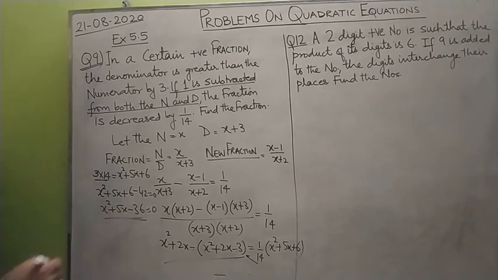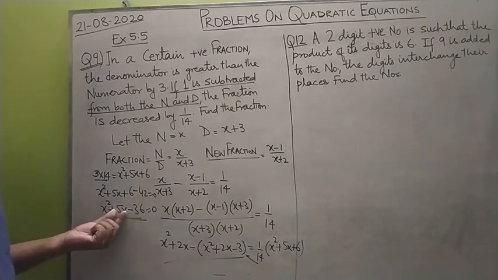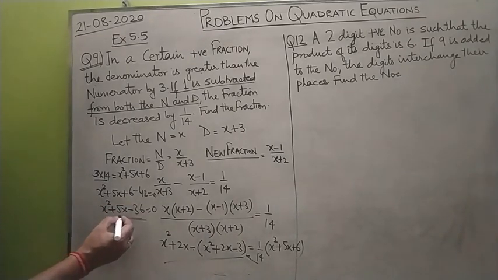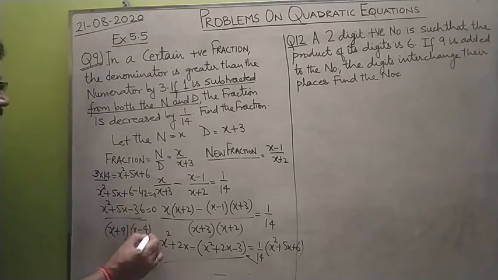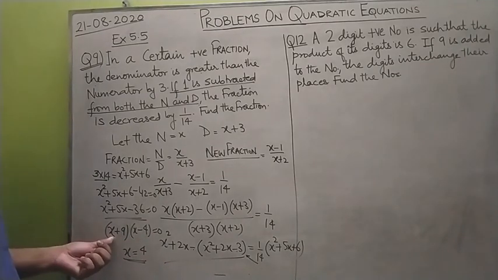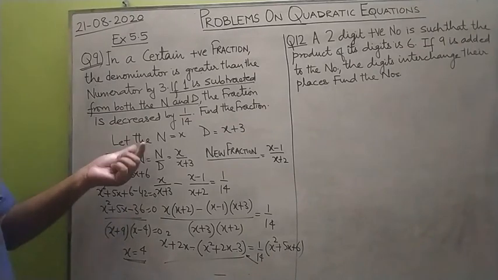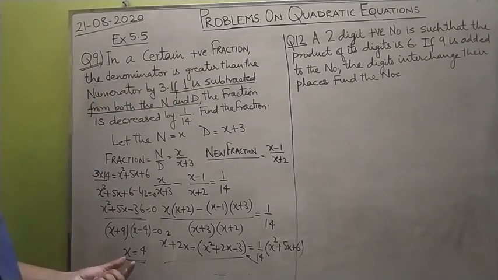This equation can be easily solved by splitting the middle term. When you split it, the answer will turn out to be x plus 9 and x minus 4 is equal to 0. From here, we find x turns out to be 4, or x turns out to be minus 9. We're talking about a positive fraction, so we take the positive value of x, which is 4.